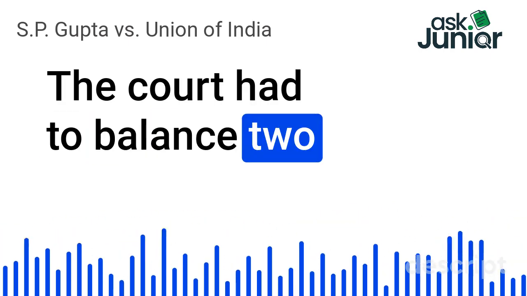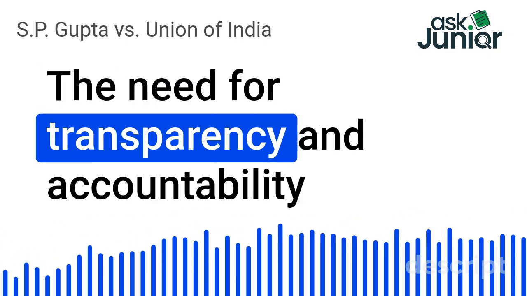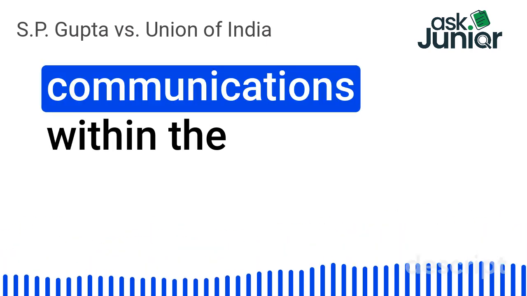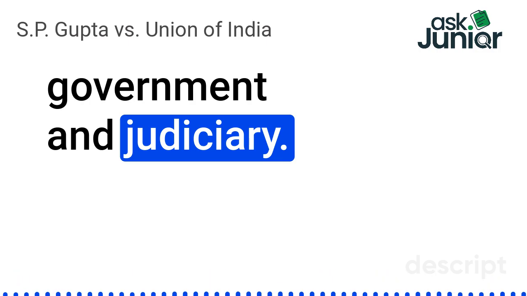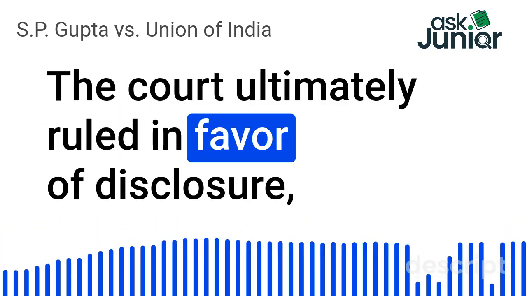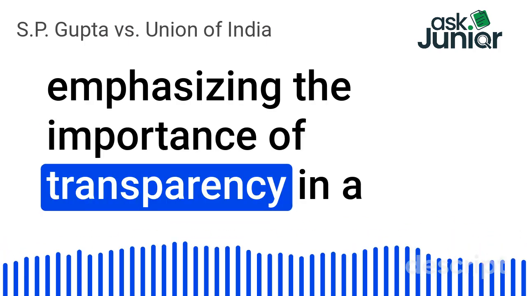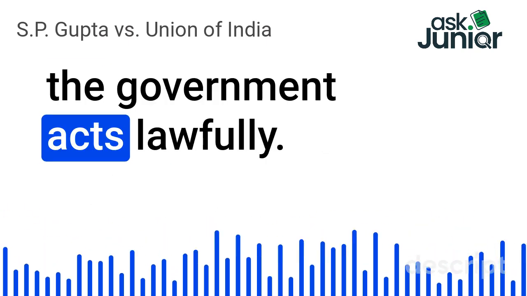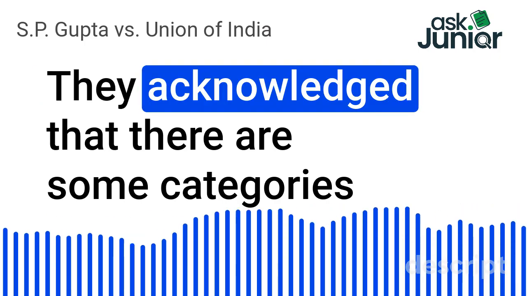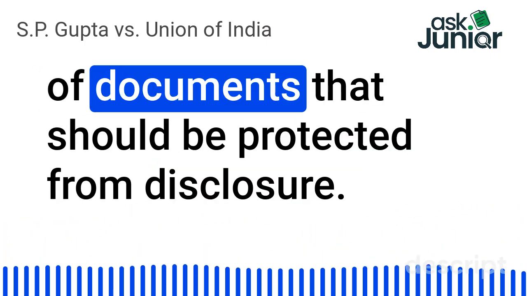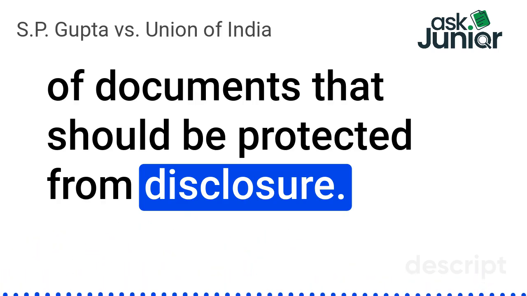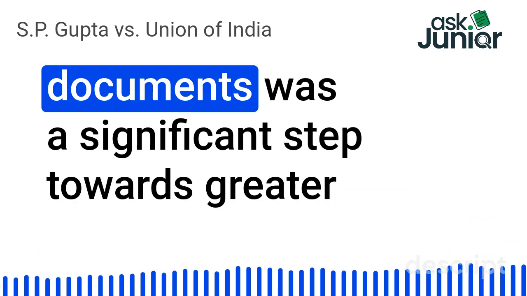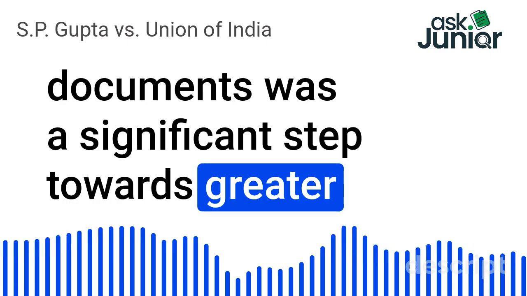The court had to balance two competing public interests, the need for transparency and accountability in government versus the need to protect confidential communications within the government and judiciary. The court ultimately ruled in favor of disclosure, emphasizing the importance of transparency in a democracy and the need for judicial review to ensure the government acts lawfully. They acknowledged that there are some categories of documents that should be protected from disclosure, but this wasn't one of them.